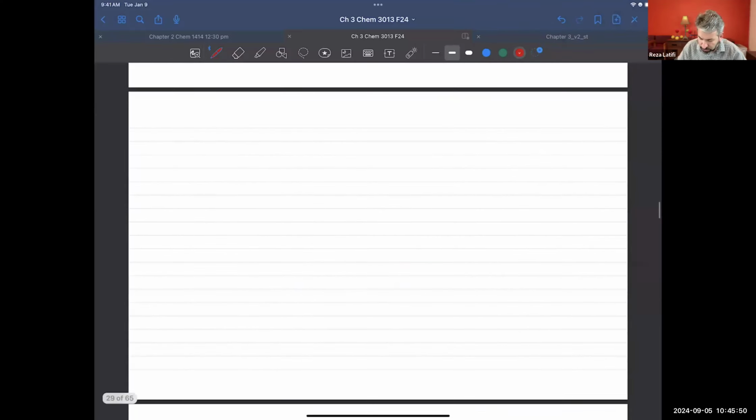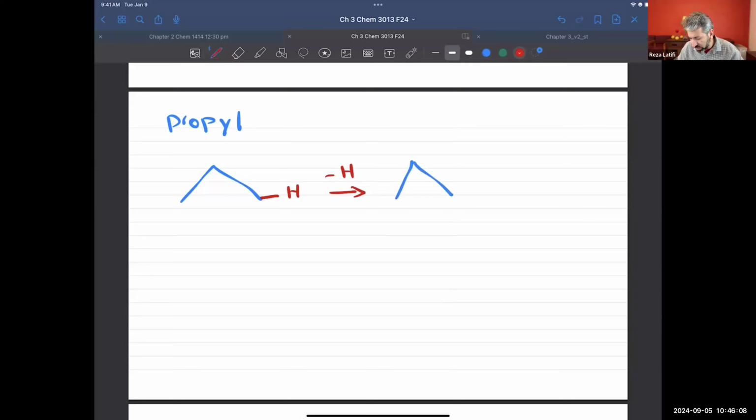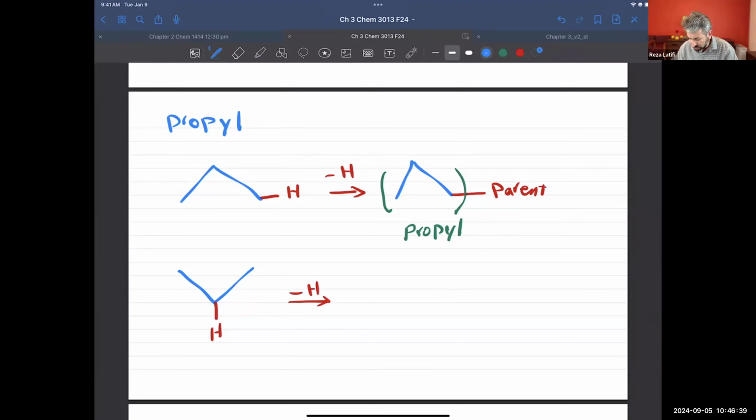Let's show them. For propyl, one is linear, so I go 1, 2, so we have 3 carbons. We had 1 hydrogen here. If I remove 1 hydrogen, minus hydrogen, this is the structure that I get, and here I will have the parent. If you get such a structure, we call it propyl. But if you go with this one, where you remove hydrogen from the one carbon in the middle, minus H, that gives you a V shape, and the parent will be attached there. The V shape, I'm going to highlight it, we call isopropyl.